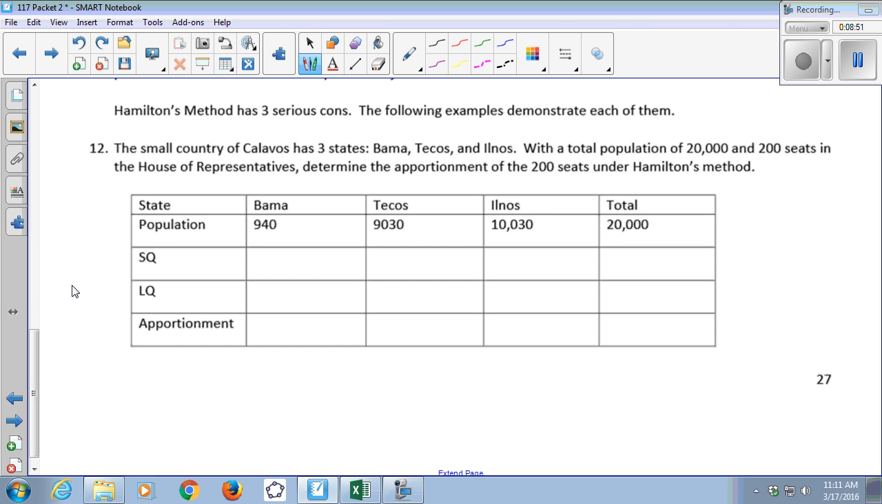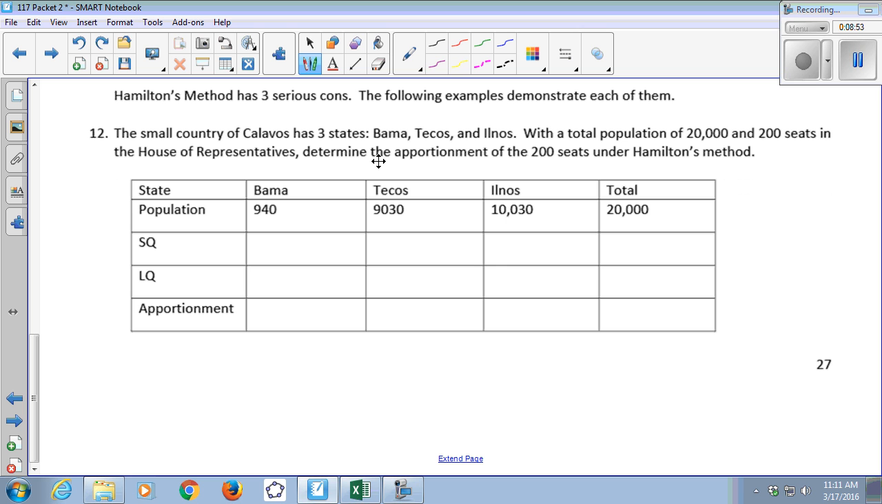So let's say we have a small country, Calavos, and it's got 3 states, Bama, Tecos, and Illinois. Total population of 20,000. There's 200 seats in the House of Representatives. We want to apportion the seats using Hamilton's method. So let's start like we always do by finding the standard divisor. Total population divided by the number of seats. 20,000 divided by 200. It's 100.